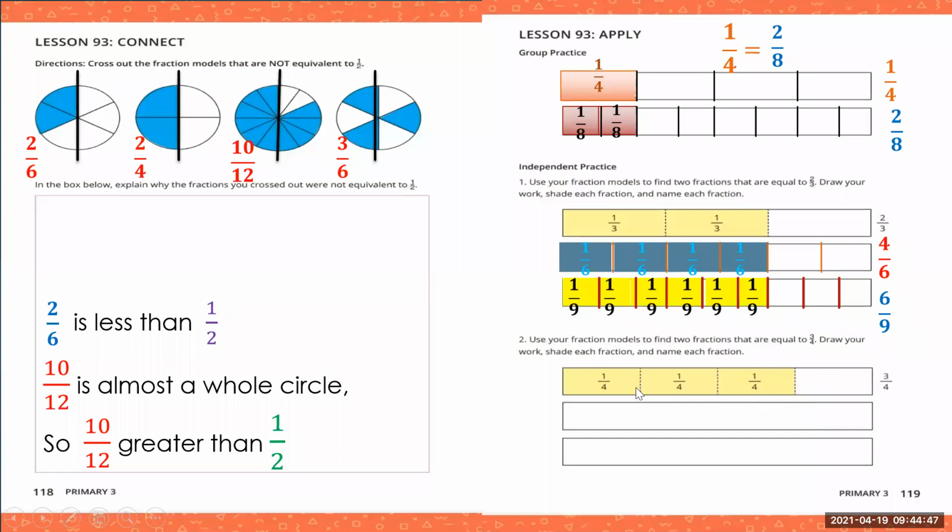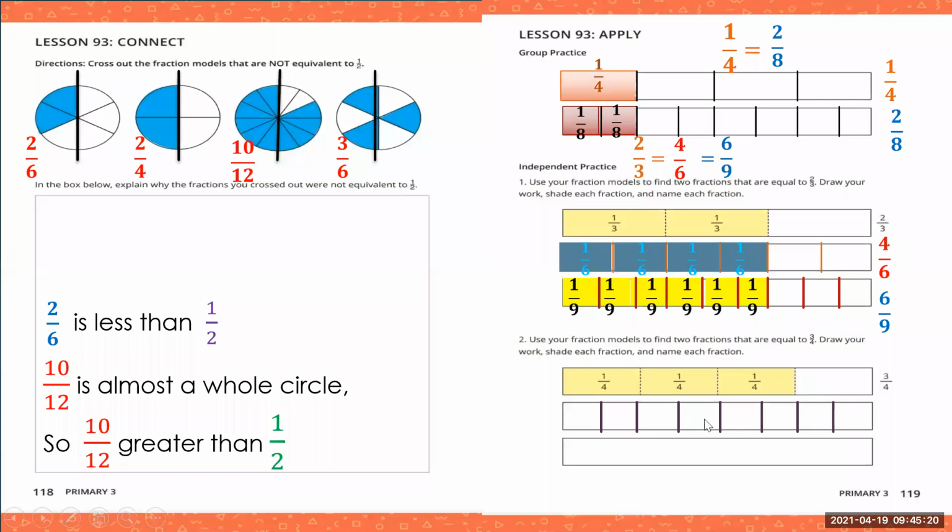Equivalent fractions. Here, I'll give you a rectangle divided into 4 equal parts, and I have 3 colored parts. So the colored parts are 3 over 4. If I divide the second rectangle into 8 equal parts, 1, 2, 3, 4, 5, 6, 7, 8.